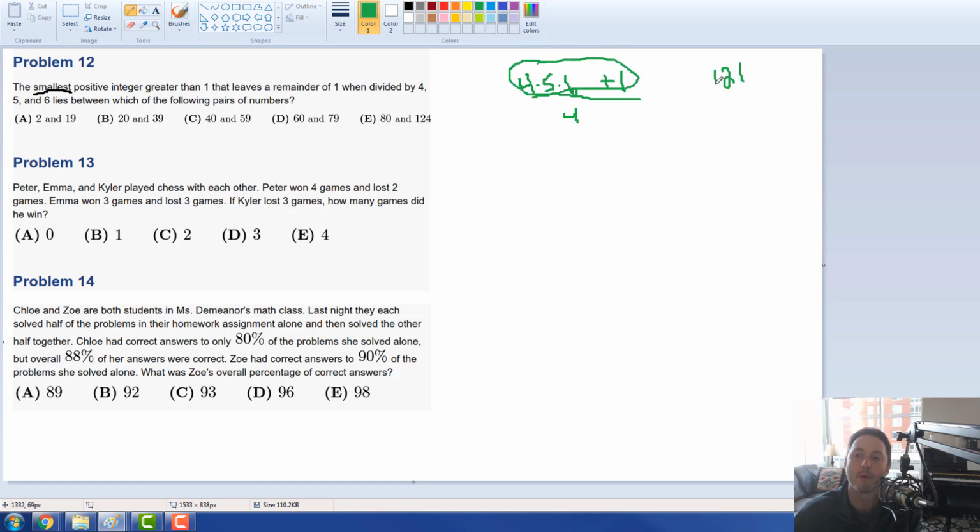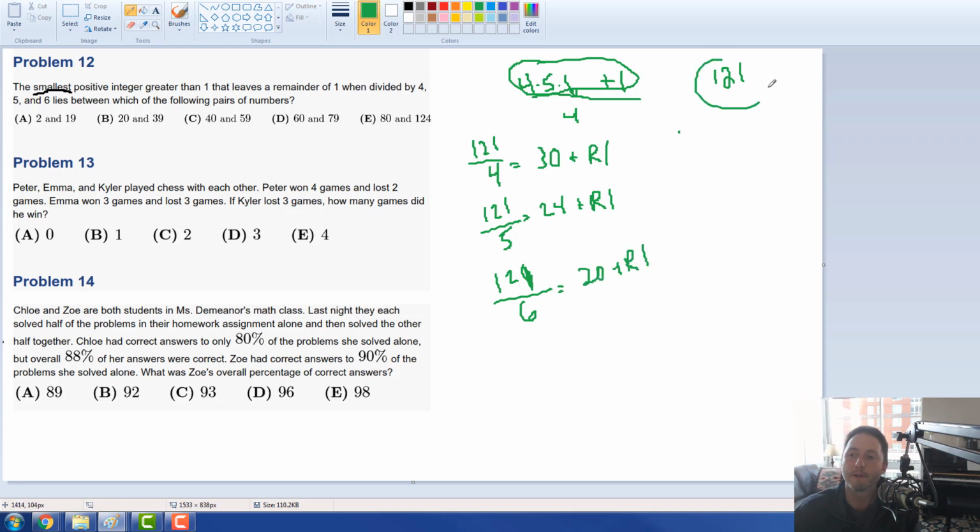If you divide it by 4, let me write it out, 121 equals 30 plus a remainder of 1. If you divide 121 by 5, you get what? 5 goes into that 24 plus a remainder of 1 left over. If you divide 121 by 6, you get 20 with a remainder of 1.